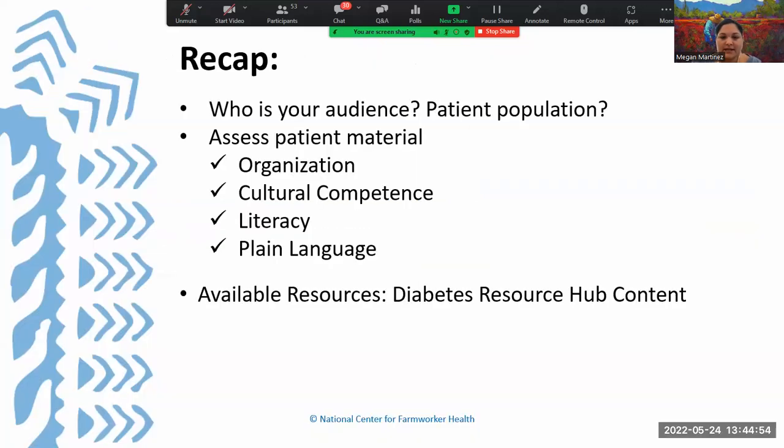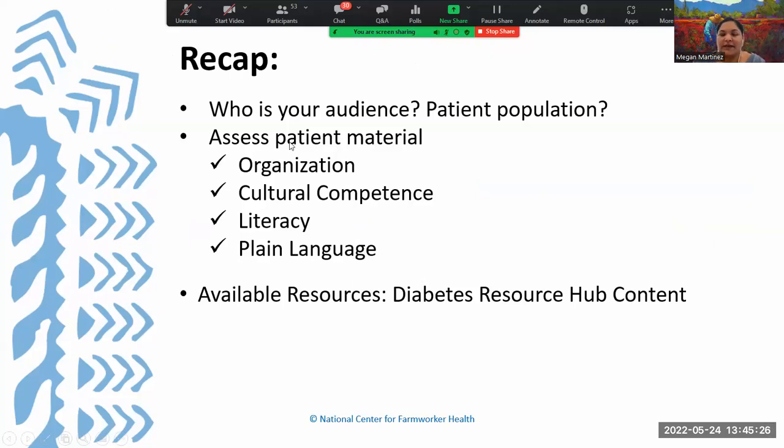And then just to recap other things that we have done today. So remember, when looking for appropriate resources, think about who your audience is. Think about your patient population, right? Really get to know your patient population. And then when assessing the material, when trying to figure out what are the best, most appropriate resources to choose, think about organization, culture, competency, think about the literacy, look at if it's in plain language, right?